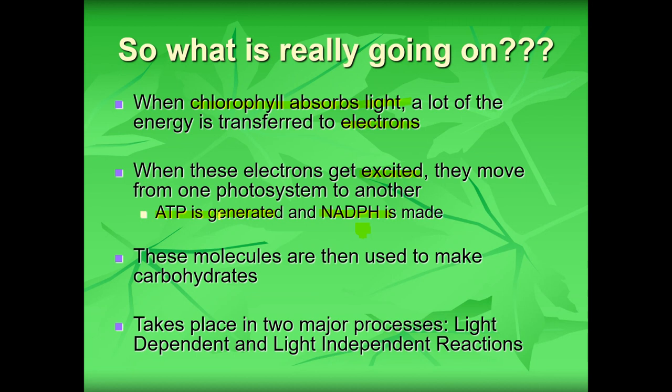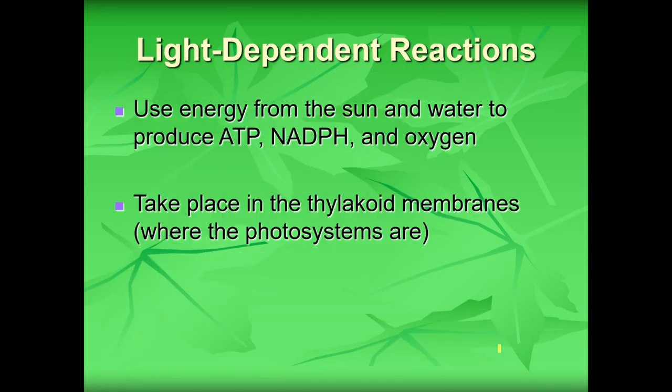What they're gaining is food. So once we get these energy molecules, they are going to be used to make the sugars. So first, electrons get excited. Electrons moving helps us make some energy molecules. Energy molecules are going to help us make carbohydrates. And so we're actually going to break these processes down into two main stages. We have the light dependent and the light independent.